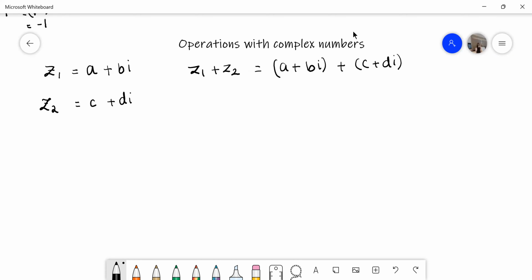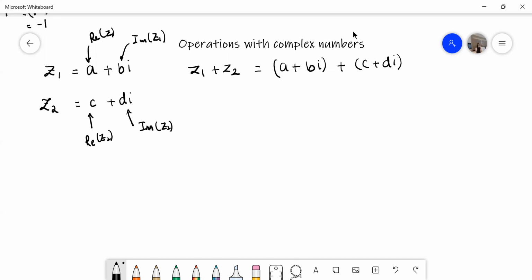Now think of this: a complex number is made of two parts, a real part and an imaginary part. This is the real part of z1, this is the real part of z2, this is the imaginary part of z1, and this is the imaginary part of z2. Think of the real and imaginary parts as two different things. The real part could be apples and the imaginary part is oranges.